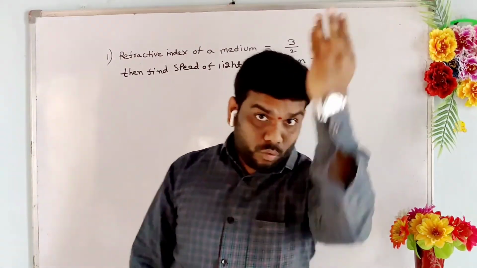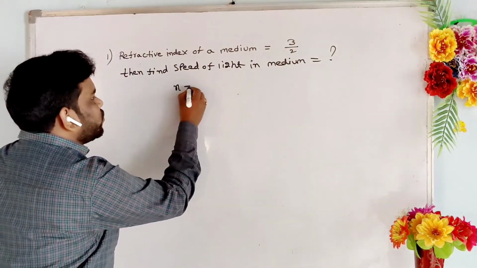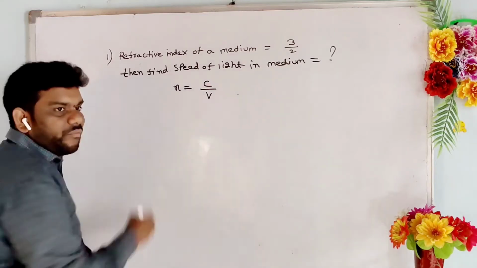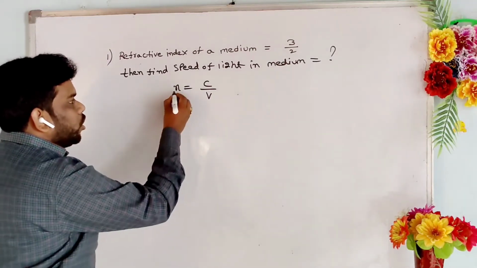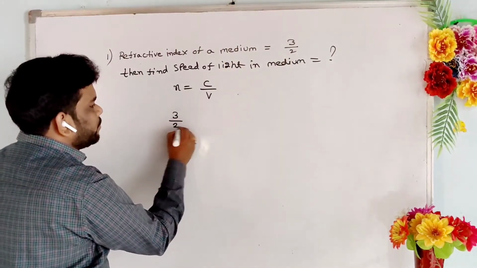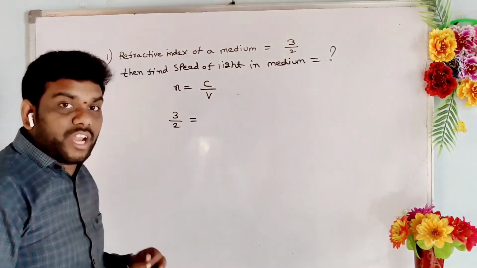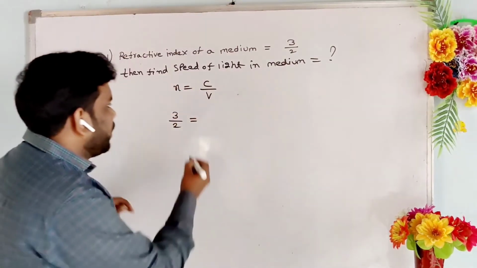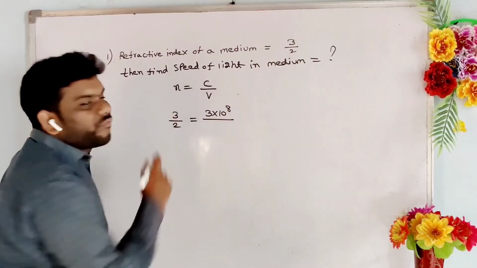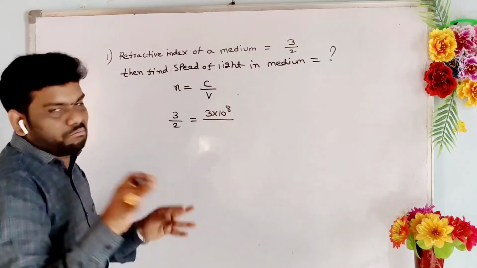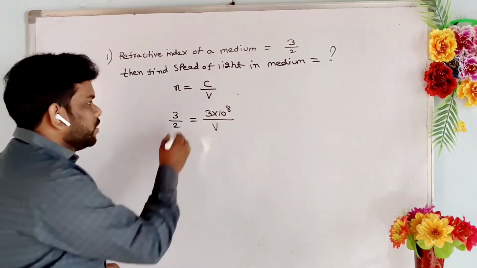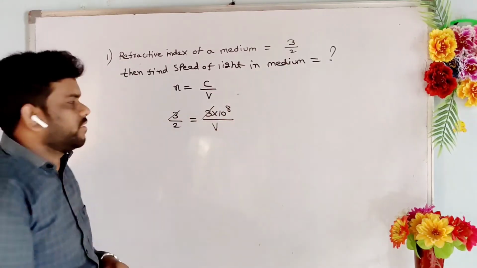What is the formula? n is equal to c by v. What is c? Speed of light in vacuum. What is v? Speed of light in medium. Now what is n? Refractive index, already given 3 by 2. That is equal to c, the speed of light in vacuum, 3 into 10 to the power of 8, by v, the speed of light in medium. I don't know it, that's why v is v. Now here 3 cancels.